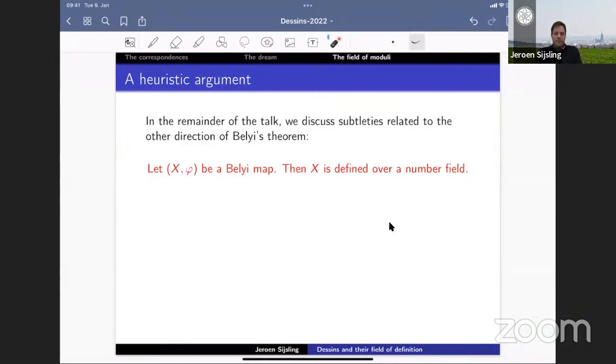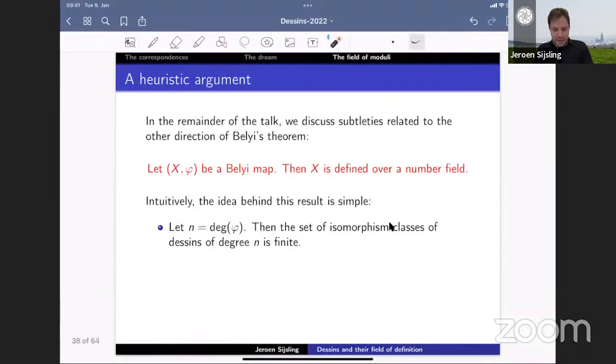Now I want to tell you about some other subtleties, and those are related to the other direction of Belyi's theorem, because I told you one direction. Belyi showed if I have a curve over a number field, then I can find a Belyi map. Well, this is the other way. Suppose you have a Belyi map (X, phi), so a map phi from X to P1, then this X is automatically defined over a number field. I'll tell you what "defined over" means later in precise terms. But here's the intuitive idea.